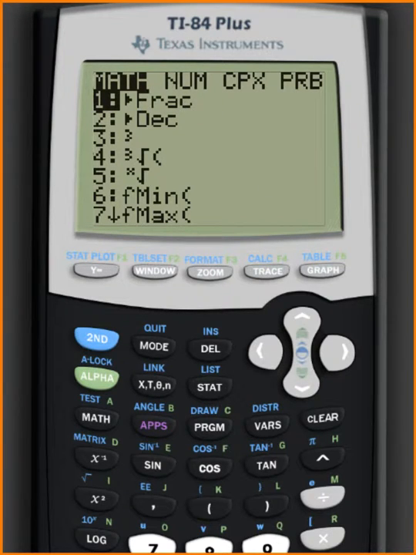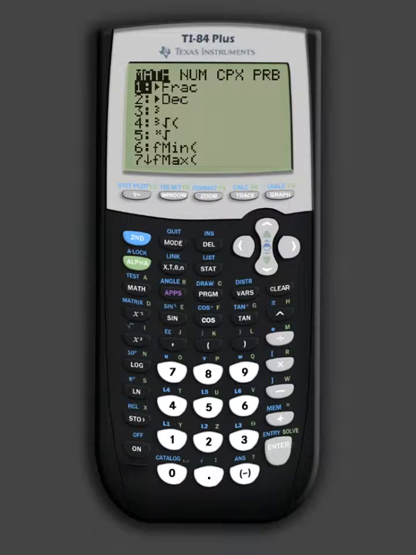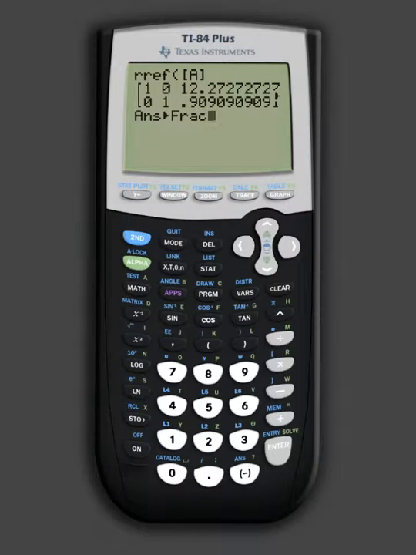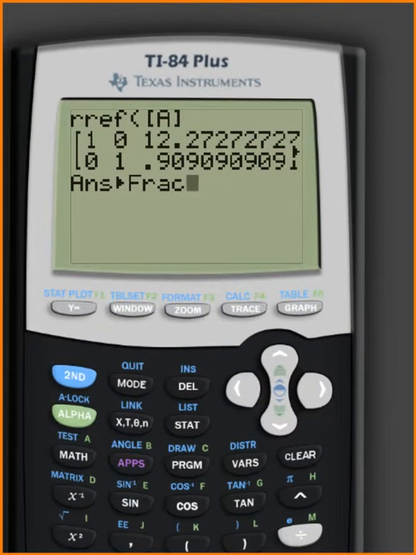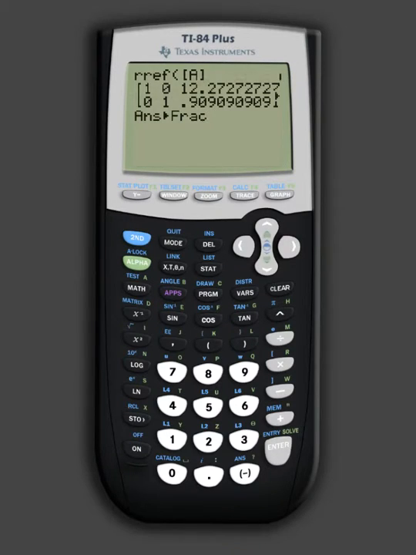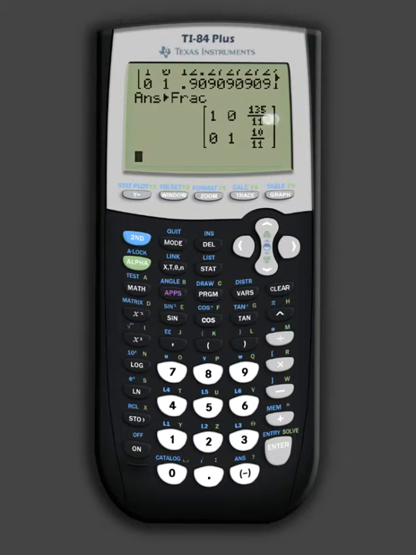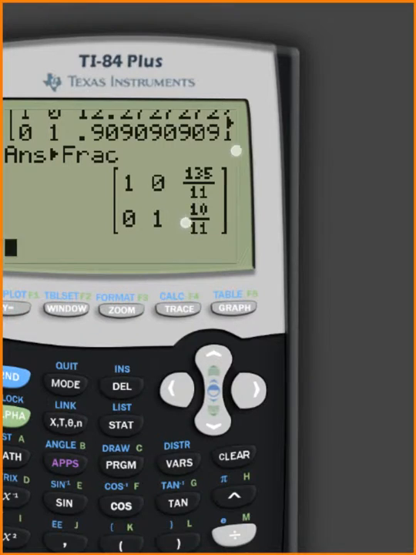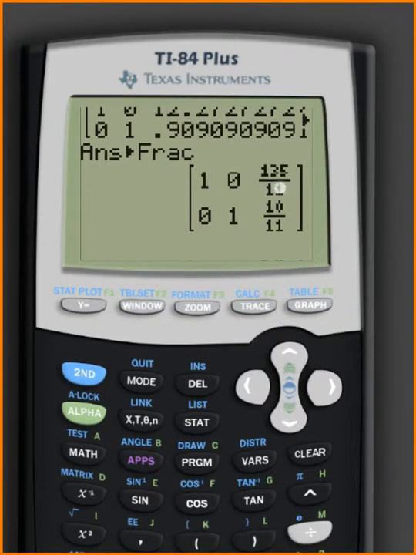Remember this feature I told you before, how to turn things into fraction form? So you're going to do that again. You're going to press enter. What this is saying is, the calculator is asking, do you want to find the fraction form of your answer from the previous step? Yes, we do want that. We're going to tell the calculator. We're going to press enter, and look what happened. The answer is x is equal to 135 over 11, and y is equal to 10 over 11.